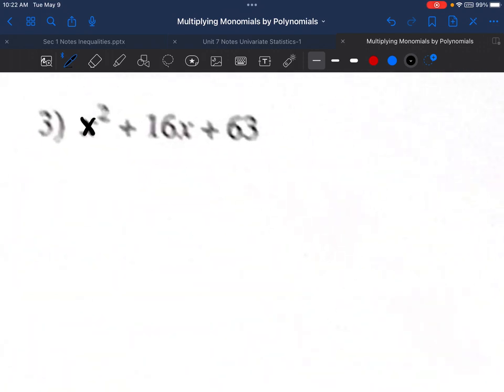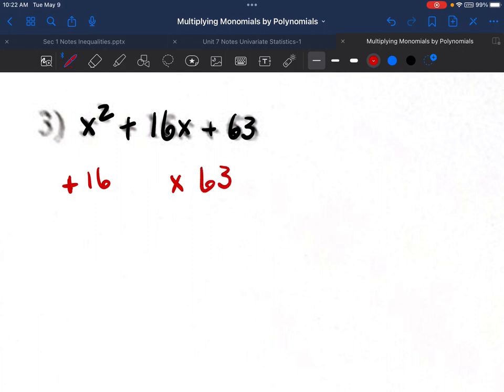We're coming down to this one: x squared plus 16x plus 63. Okie dokie. I need two numbers that add to 16 and multiply to 63. I'm trying to think of some things that multiply to 63. The only thing I can think of right now off the top of my head is that 9 times 7 equals 63. Oh, fantastic. Let's see if 9 plus 7 equals 16. And it does. Perfect. So that one only took one try.